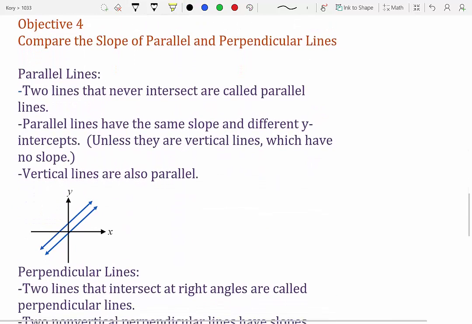Objective 4. Compare the slope of parallel and perpendicular lines. So parallel lines, two lines that never intersect, are called parallel lines. So parallel lines never cross.